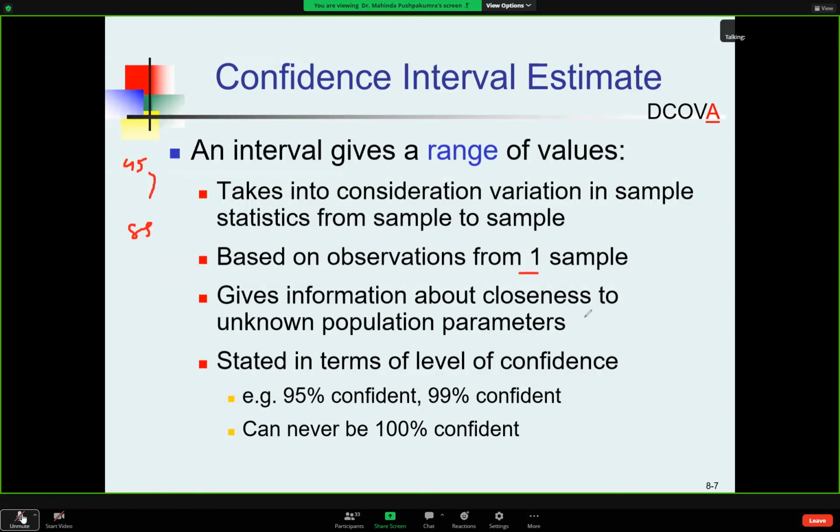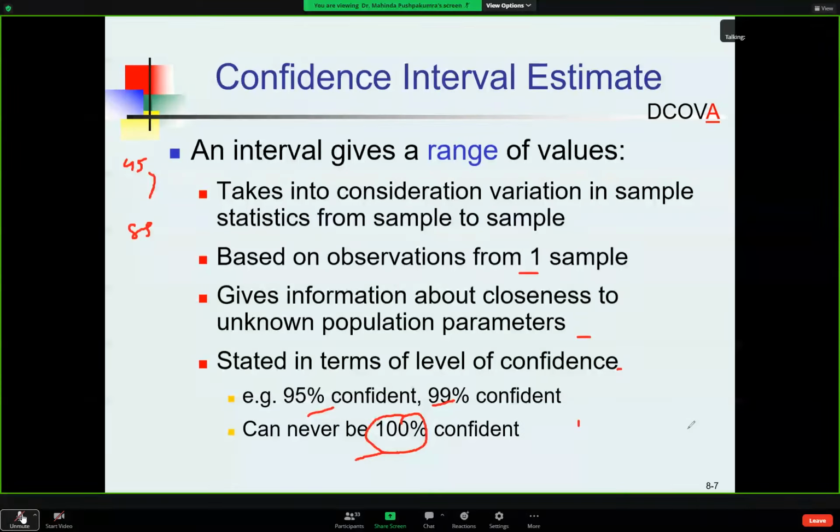It gives information about closeness to the unknown population parameter, stated in terms of a level of confidence, 95% or 99%. Never 100%. That means you can't say, I am 100% sure the population mean is between 90 and 95. You can say I'm 99% sure or 95% sure. This is the main concept of the confidence interval. Is it clear?